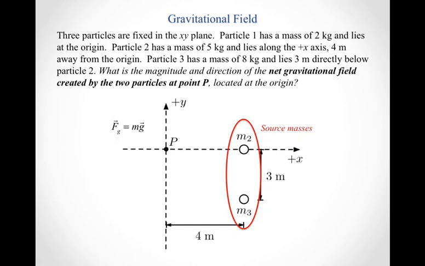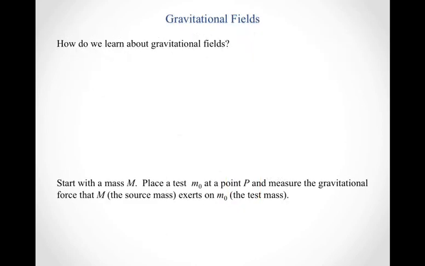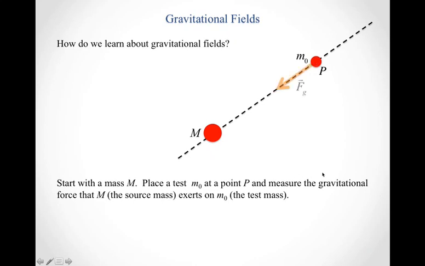So part of what this is hinting at is the fact that you can get the gravitational force on any mass at a point in space as long as you know what the gravitational field is at that point. So how do we learn about gravitational fields? Well, let's start by taking a mass that we'll label big M, and we're going to put it somewhere in space. Then we can take a test mass and place it at some point P. So point P sitting out here, I'm going to place my test mass that I've labeled m0 at point P and now measure the gravitational force that my source mass exerts on the test mass.